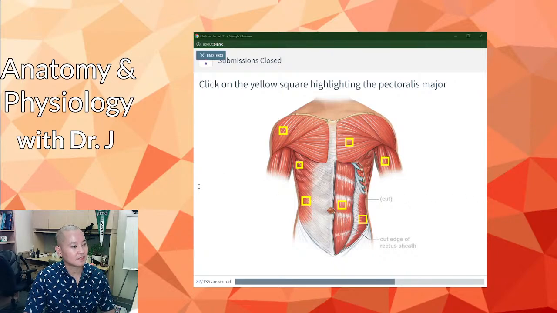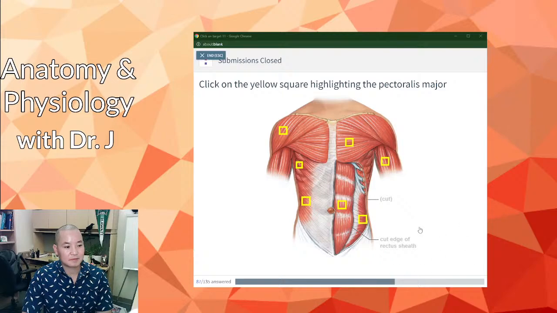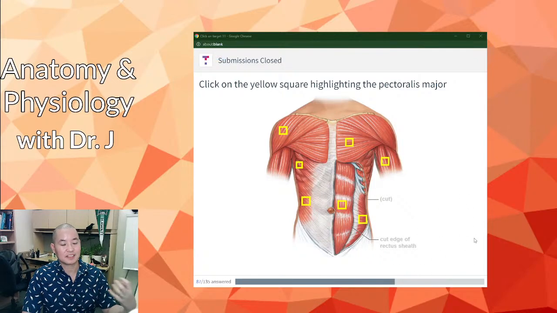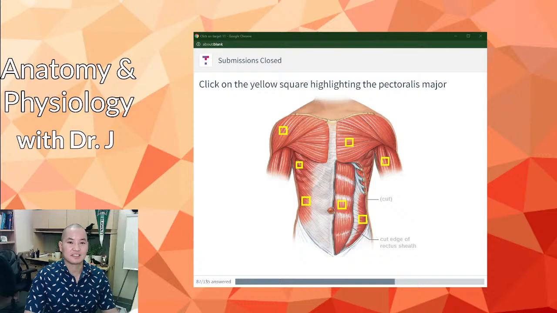So, 50% of the exam will be in terms of anatomy in general. It's not just muscles, but also skeletal anatomy as well. So again, it's not just muscles. We also have to cover the bones as well.